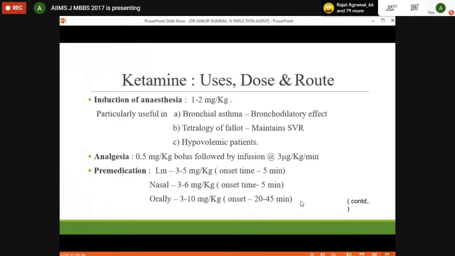For analgesia, the dose is 0.5 to 2 mg per kg bolus followed by infusion of 3 mcg per kg per minute. For premedication, intramuscularly 3 to 5 mg per kg. For nasal, it is 3 to 6 mg per kg and orally 3 to 10 mg per kg.